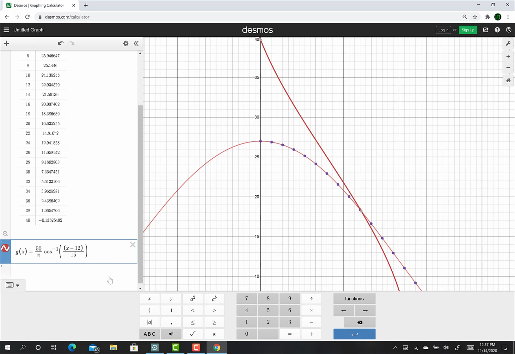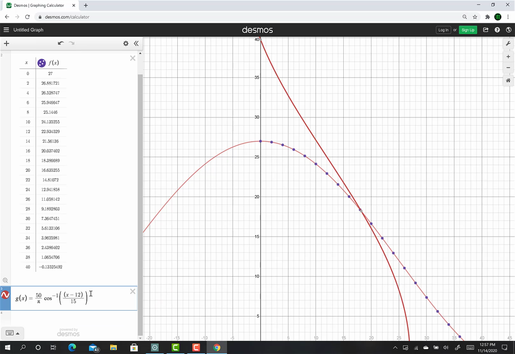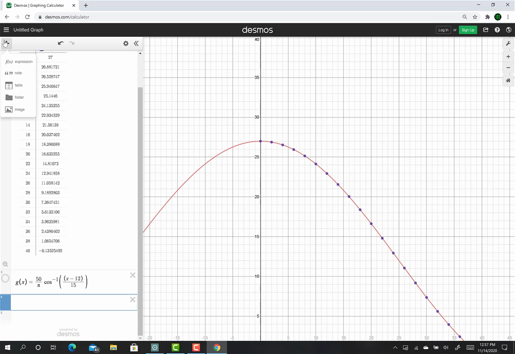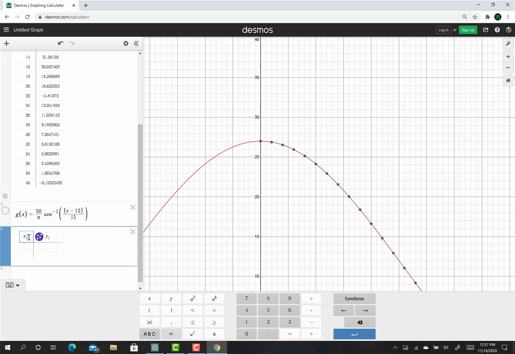And there it is. I'm going to turn off that graph because at the moment, it's not really telling me much. I mean, you can get information from it, but all right. And what I want is a table. So I'm going to go to plus, I'm going to put table. And I'm going to erase this x1 and call it x. And I'm going to erase y1 and call it g of x.